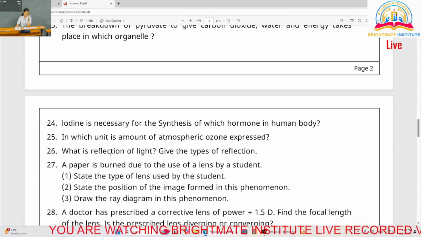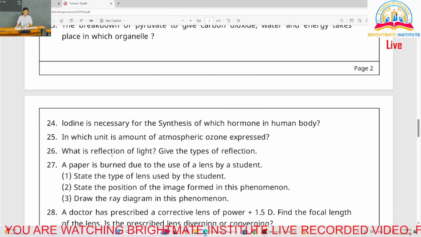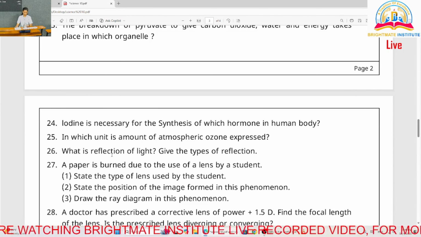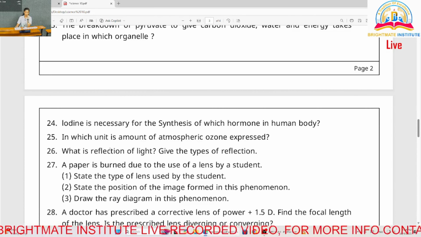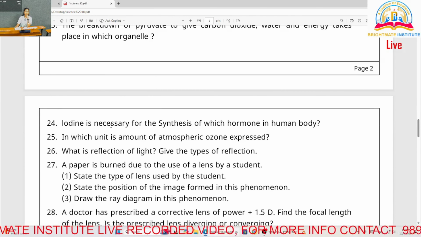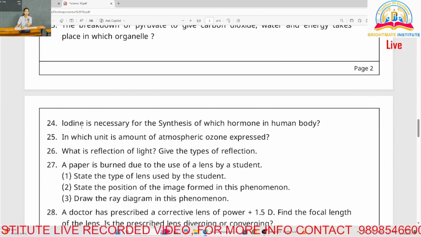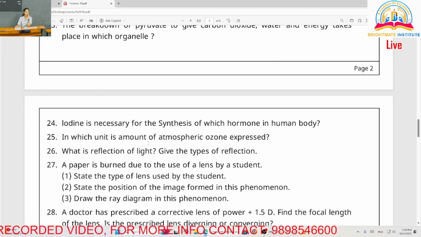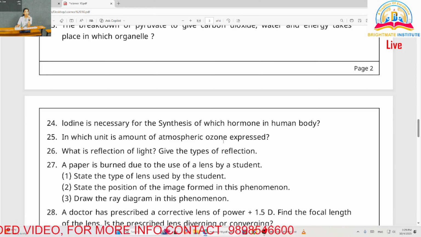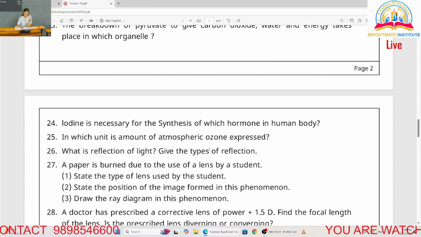24th is iodine is necessary for the synthesis of which hormone in our body? So iodine is responsible for hormone thyroxine, because it regulates the hormone thyroxine which is secreted by thyroid gland. So the correct answer is which hormone? Thyroxine hormone, hormone thyroxine. 25th is in which unit is amount of atmospheric ozone expressed?